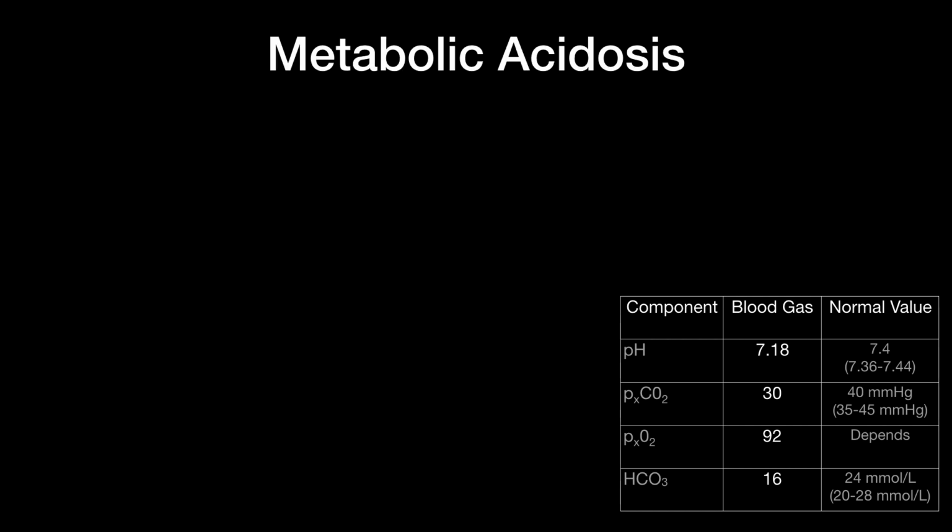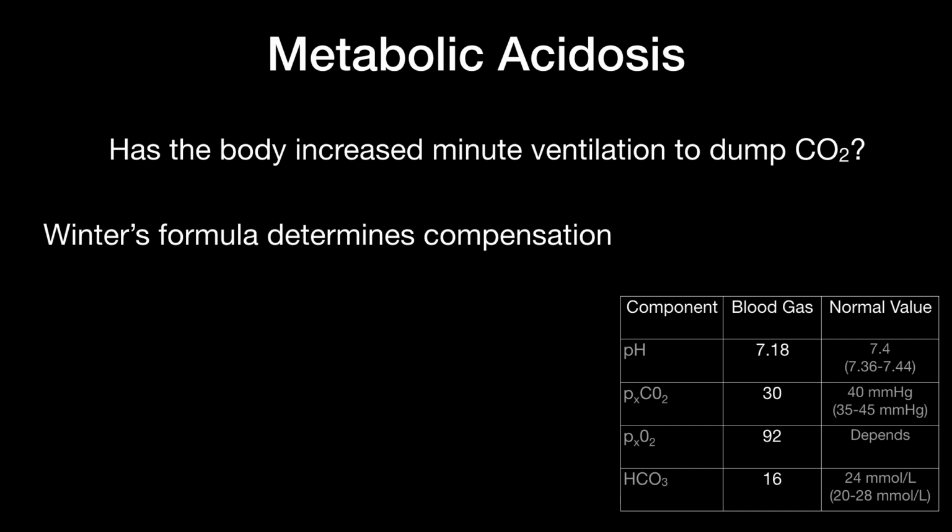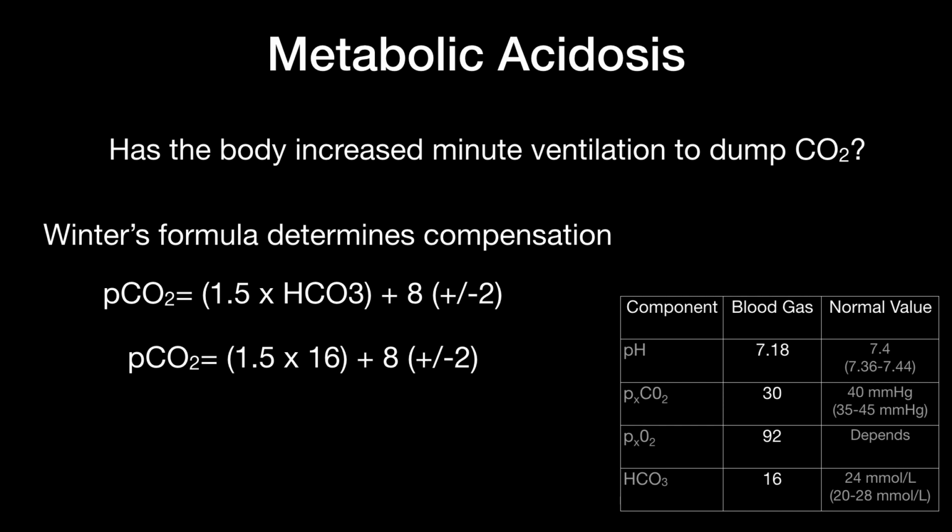There's actually a formula that can help you determine whether there's compensation when there's a metabolic acidosis. The question basically is, has the body increased minute ventilation to dump CO2? And we use something called the Winters formula to determine this. You can expect that the PCO2 will be equal to 1.5 times the bicarb plus 8. So let's use this blood gas as an example. In this case, the bicarb is 16, so 1.5 times 16 plus 8 is equal to 32. And there's always wiggle room in these things, so plus or minus 2.